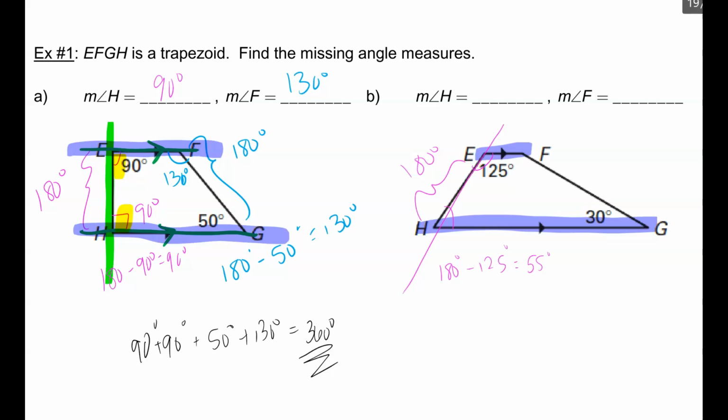Let's see, is that right? 125, yep, 180, perfect. So angle H, 55 degrees. Okay, and then I look over here. This angle plus this angle together, they're same side. They're going to be supplementary. They will add to 180. So I take 180 minus 30 and I get 150 degrees.